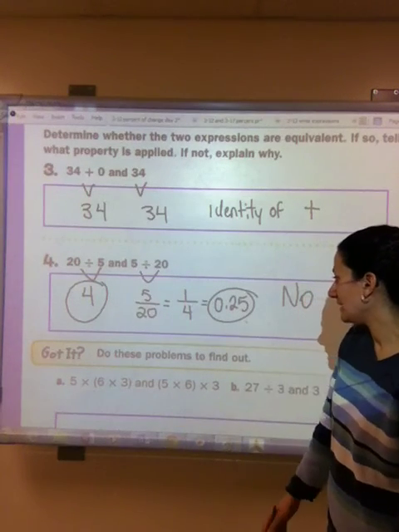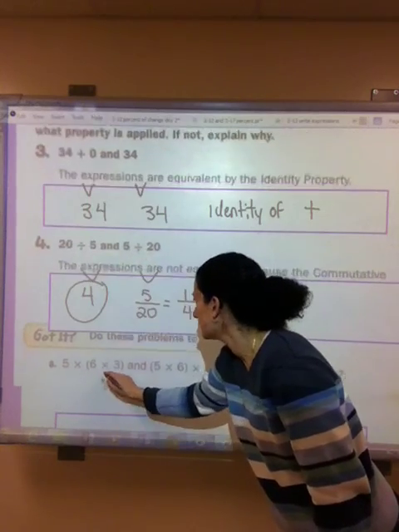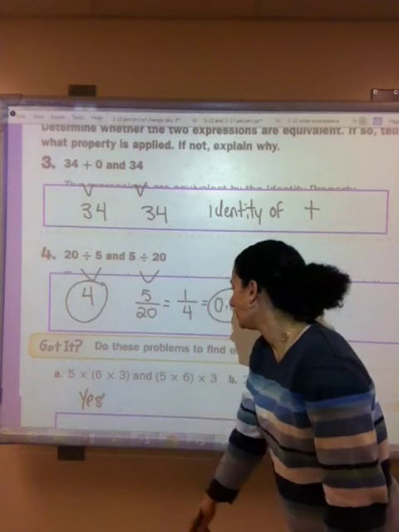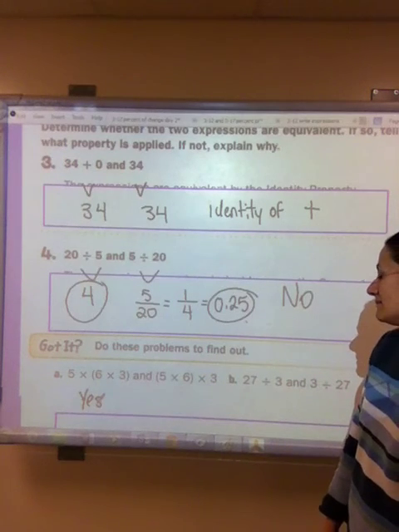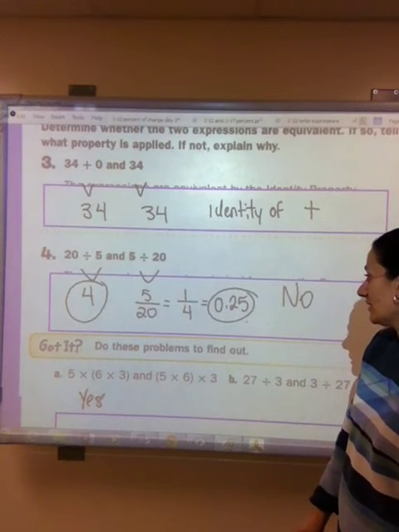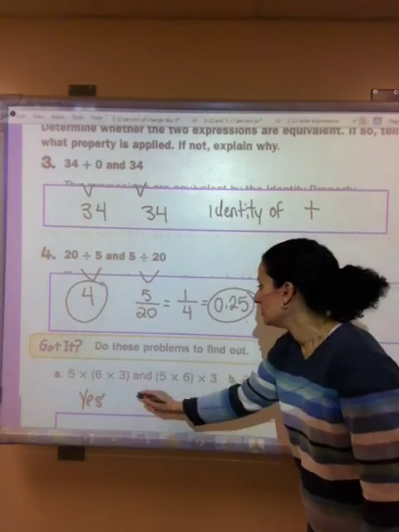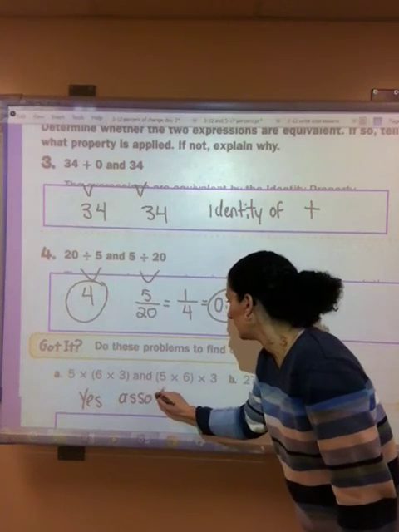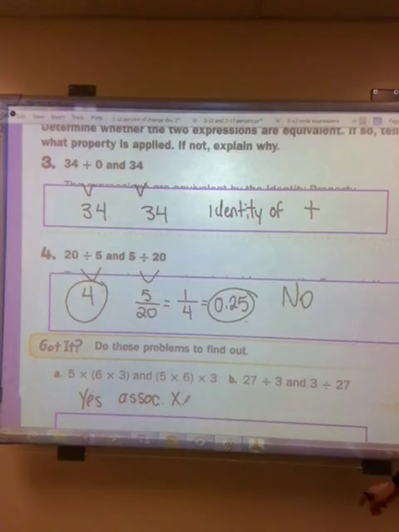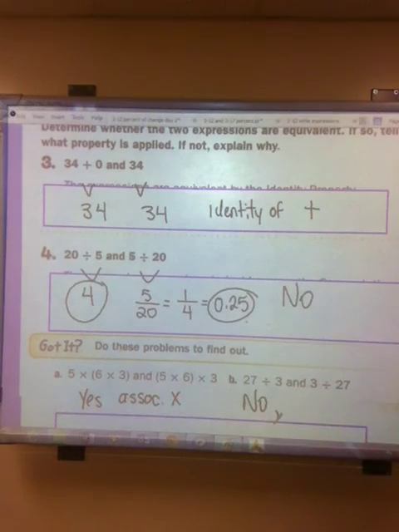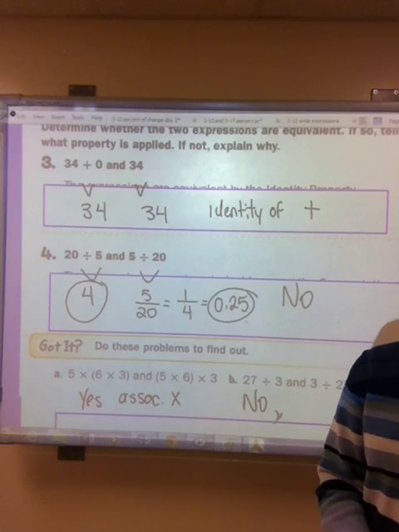In this one, the answer is that yes, they are true. Yes, they are equivalent. And the property being shown here is, you have to look really closely. The numbers are not moving, the parentheses are. So this is the associative property of multiplication. This one, you see the symbol of division, so the answer is no. These are not equivalent. The properties do not hold true for division or subtraction.